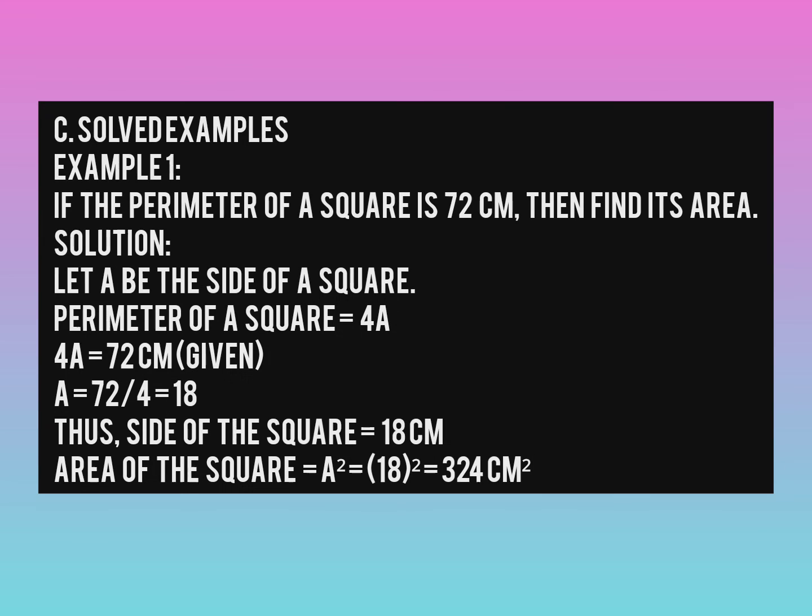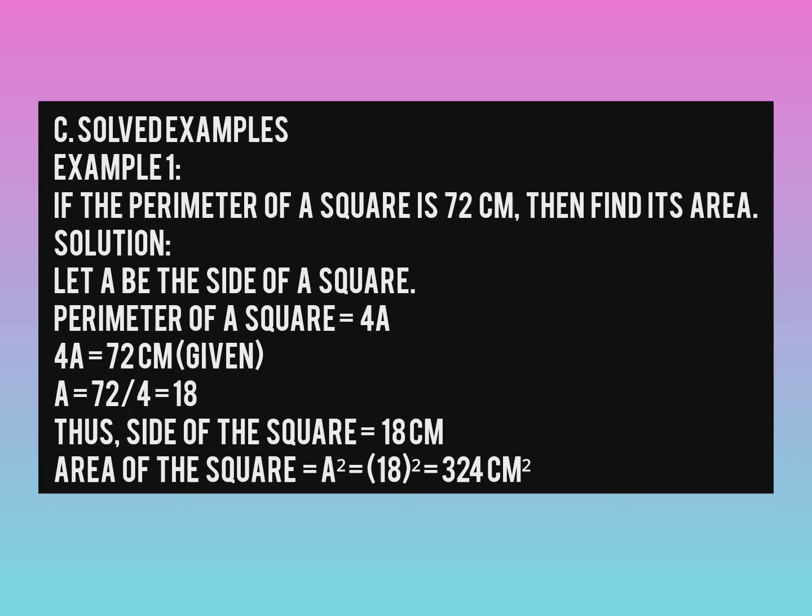Here are some solved examples. Example number 1. If the perimeter of a square is 72 cm, then find its area. Solution. Let a be the side of the square. Perimeter of a square equals 4a. 4a equals 72 cm, given. a equals 72 divided by 4 equals 18. Thus, the side of the square equals 18 cm.